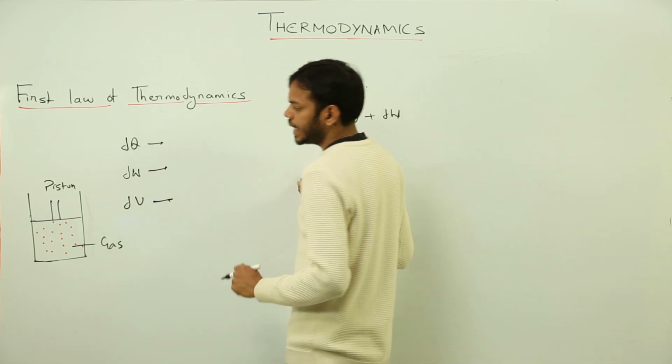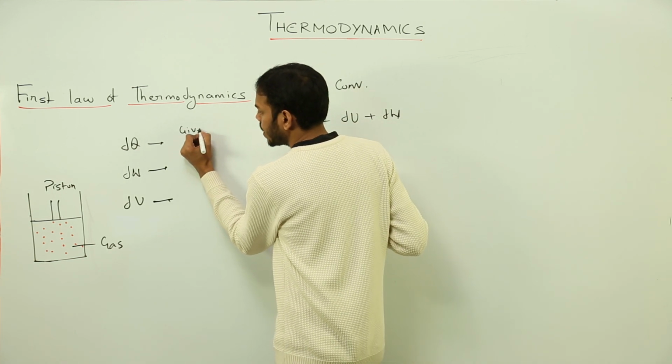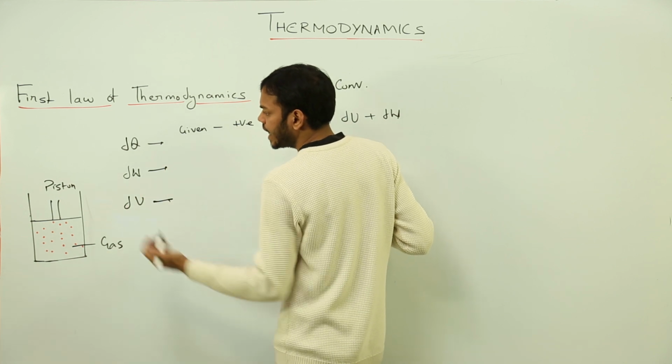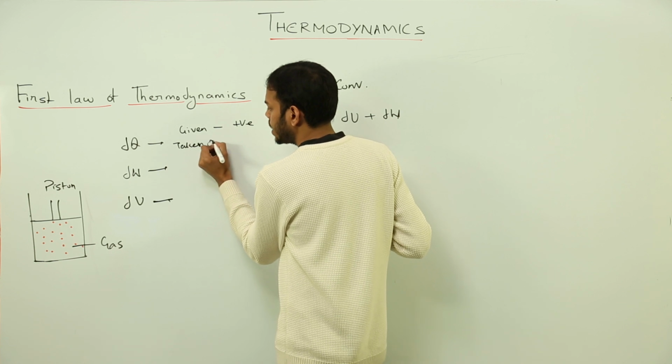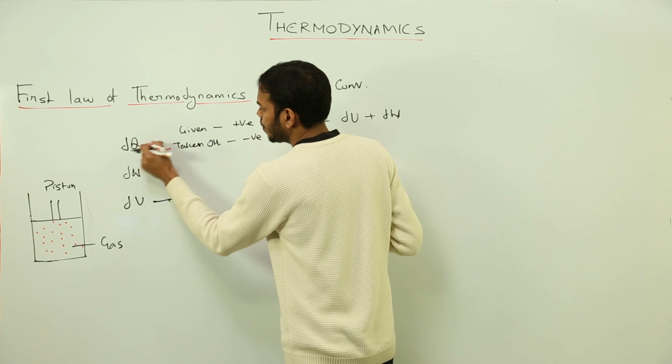For the first case, heat. When heat is provided to a system, when heat is given to a system, then dq is taken as positive, and when heat is taken out of a system, then dq is taken as negative, right? So two cases for dq.